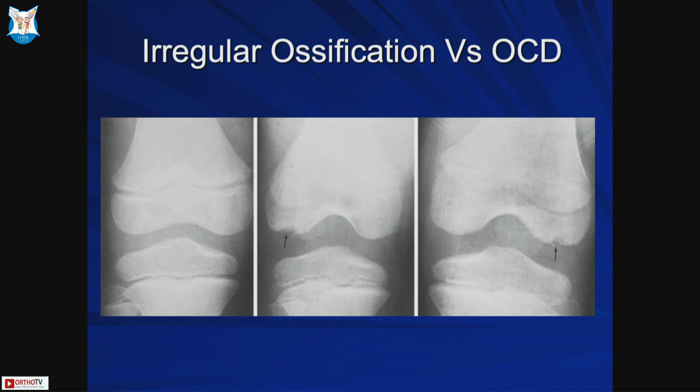Above 12 years of age, it's almost always OCD because the condyles are ossified by then. So if you have irregularity after the age of 12, it is always an OCD unless proven otherwise. In between 8 and 12 depends on the patient and depends on the patient's symptoms, so there is a little bit of a gray area.